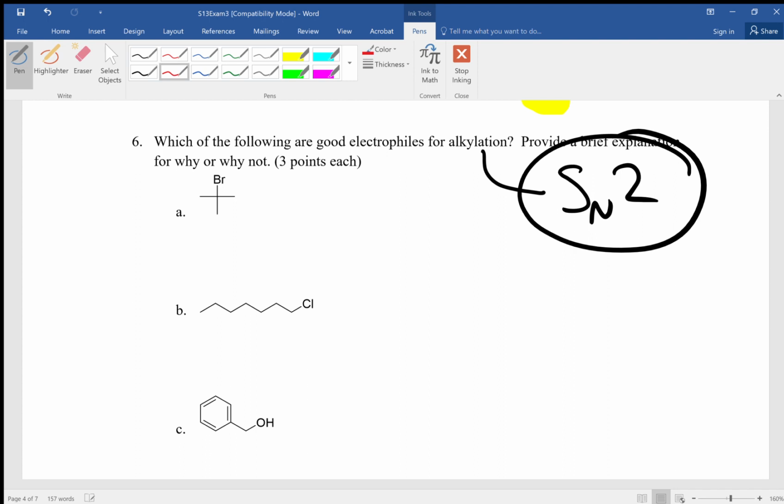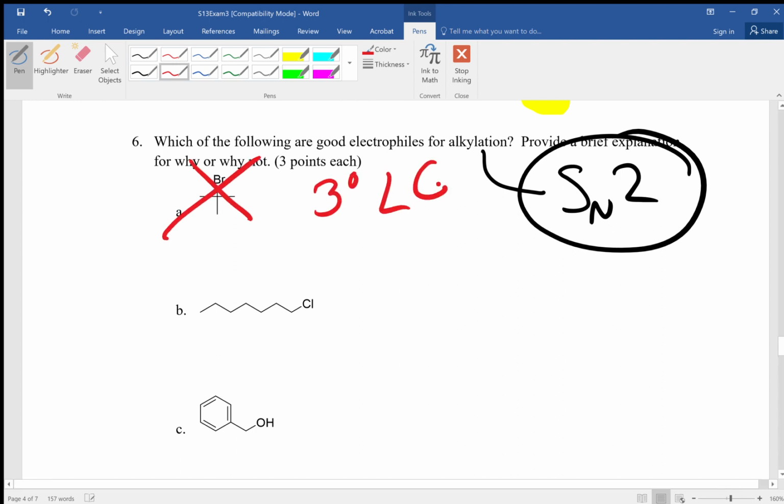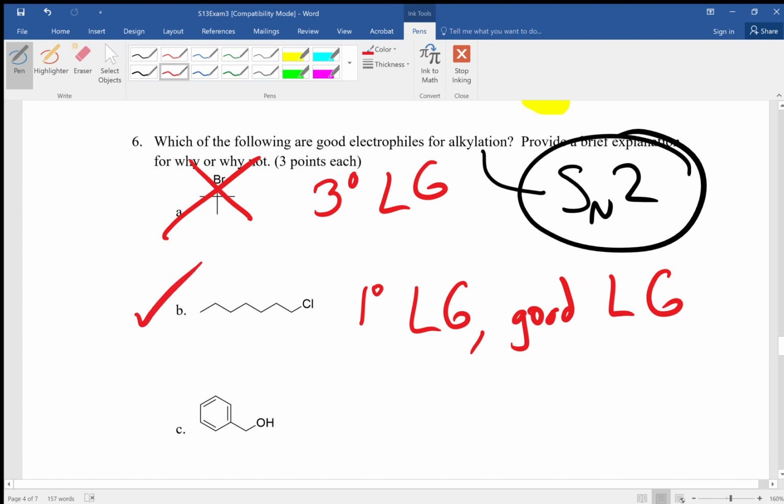So if we look at our compounds, our first one, tert-butyl bromide, it's a tertiary leaving group, and we know that tertiary leaving groups are bad for SN2. Part B, we have a primary leaving group, and we have a good leaving group. And so that makes a good reaction for SN2 and therefore a good electrophile for alkylation.